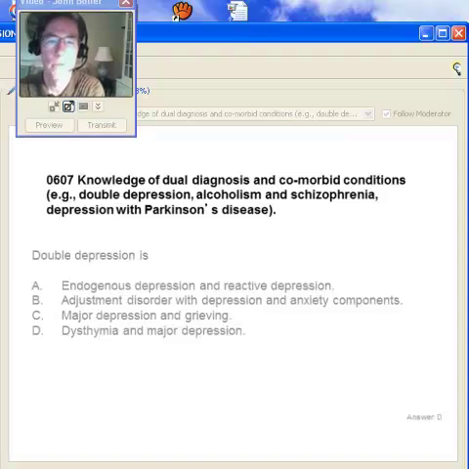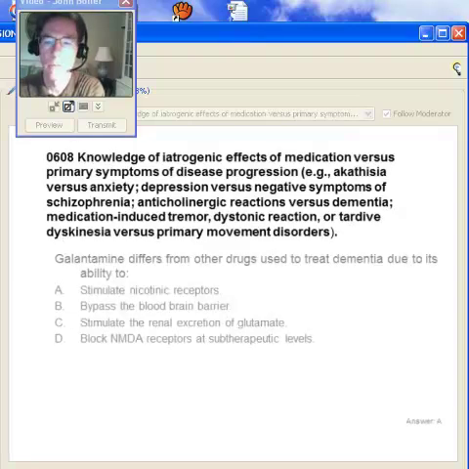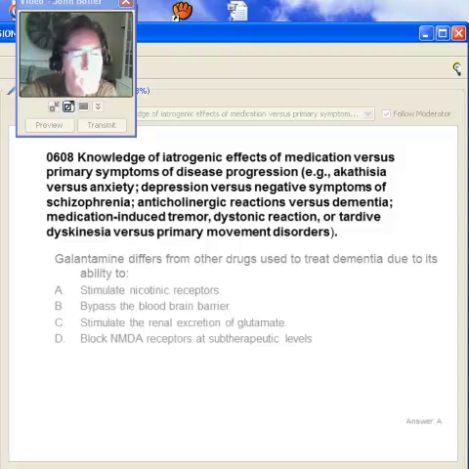Everybody knows what double depression is, right? Knowledge of iatrogenic effects of medication versus primary symptoms of disease. Supposedly coming out in May, yeah. Thanks. Symptoms of disease progression, such as akathisia versus anxiety, depression versus negative symptoms of schizophrenia, anticholinergic reactions versus dementia, medication-induced tremor, dystonic reaction, or tardive dyskinesia versus primary movement disorders.